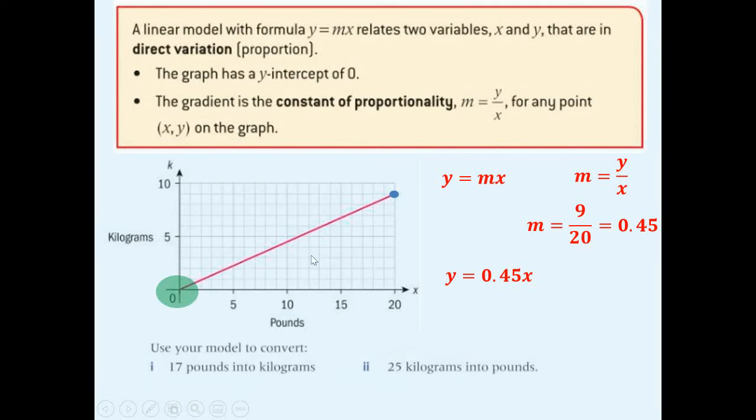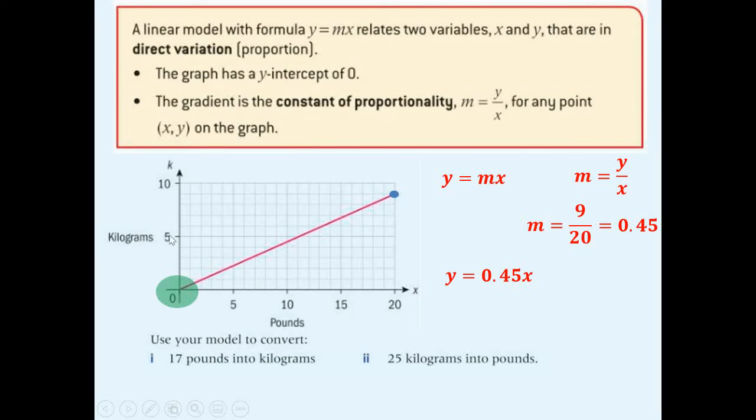Okay, so now that we have that model created for this pounds to kilograms conversion graph, we can use the model to convert 17 pounds into kilograms. So use this equation. What's 17 pounds turned into kilograms? And then what is 25 kilograms turned into pounds? And now make sure you know which one is y and x.